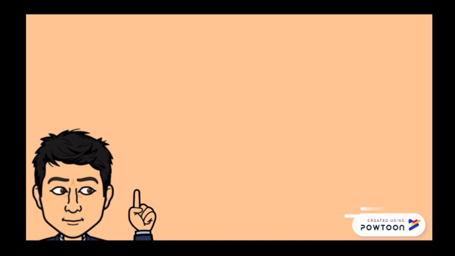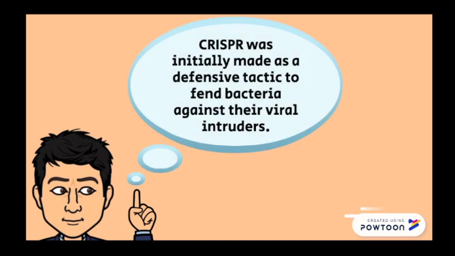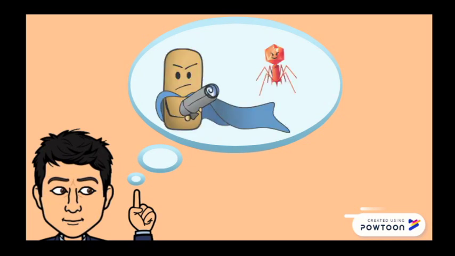Well, not so fast. CRISPR was initially made as a defensive tactic to defend bacteria against their viral intruders, the bacteriophages. Bacteriophages are viral particles that infect the bacteria. When infected, the bacteria are figuratively vaccinated.